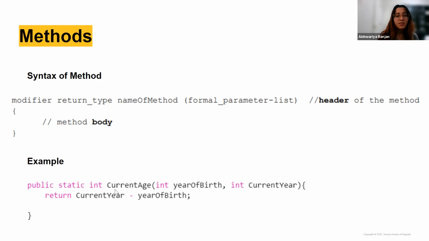Remember to name your method something that describes what it's doing, so it's easy to call. And inside the formal parameter list, we have two integer variables. These are basically the inputs you would give while calling this method. So we're going to see an example of this.